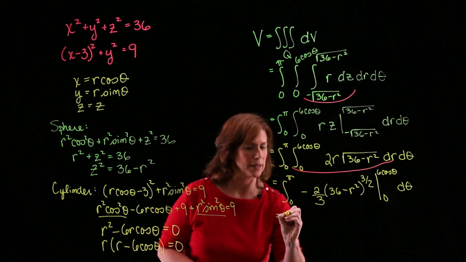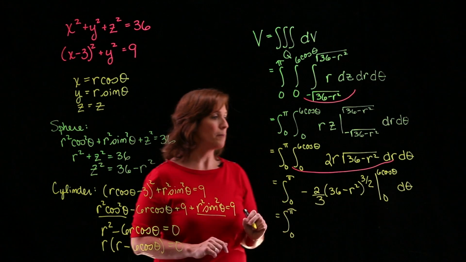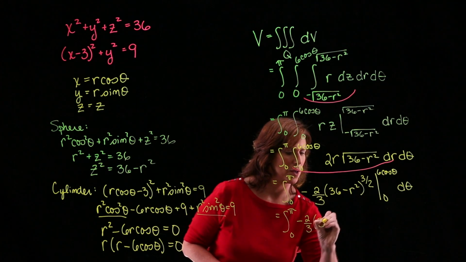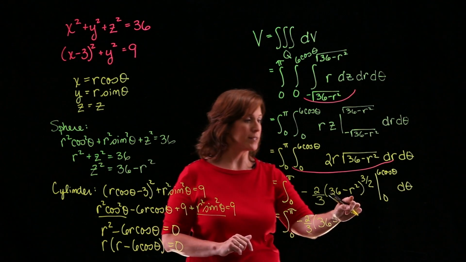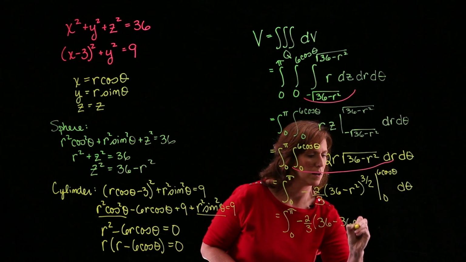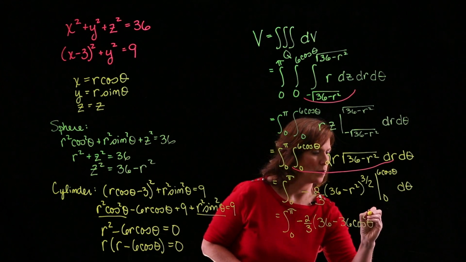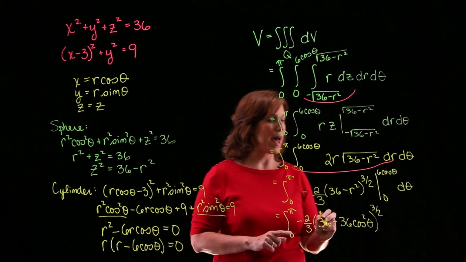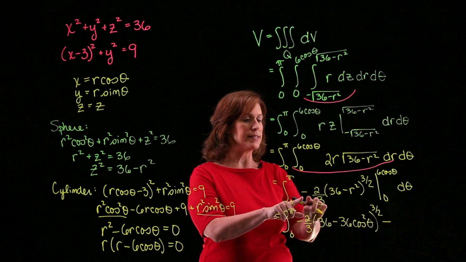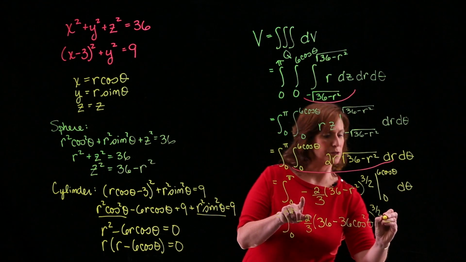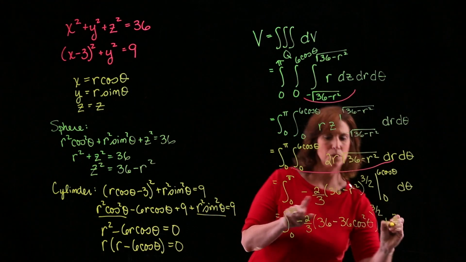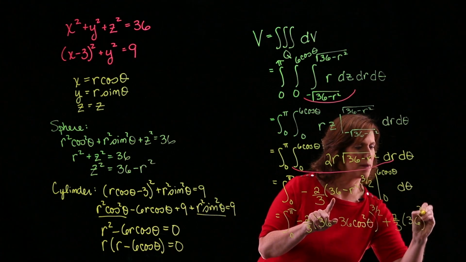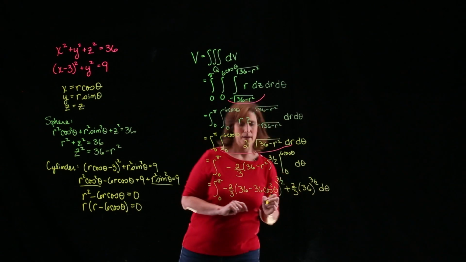Okay, plugging in my upper and lower limits, I have the integral from 0 to pi, and I'll have a minus 2/3 times the quantity 36 minus 36 cosine squared theta raised to the 3/2 power. Okay? And then I have to subtract what happens when I plug in a 0. And when I plug in a 0, I'll have a minus 2/3, so that'll be a positive 2/3, 36 to the 3/2 power. And then I still have my d theta.